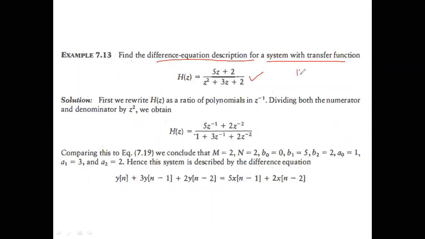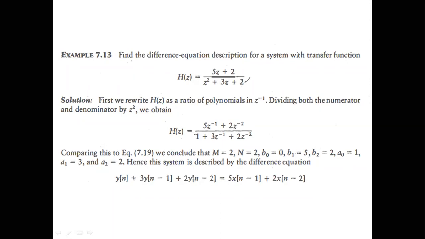If you have been given an H of s, and you try to get a differential equation from H of s, once you get the differential equation, you can straight away get the circuit. So differential equations are a clever way of representing a circuit without actually drawing the messy circuit. So how do we do this? H of z equals 5z plus 2, divided by z square plus 3z plus 2.